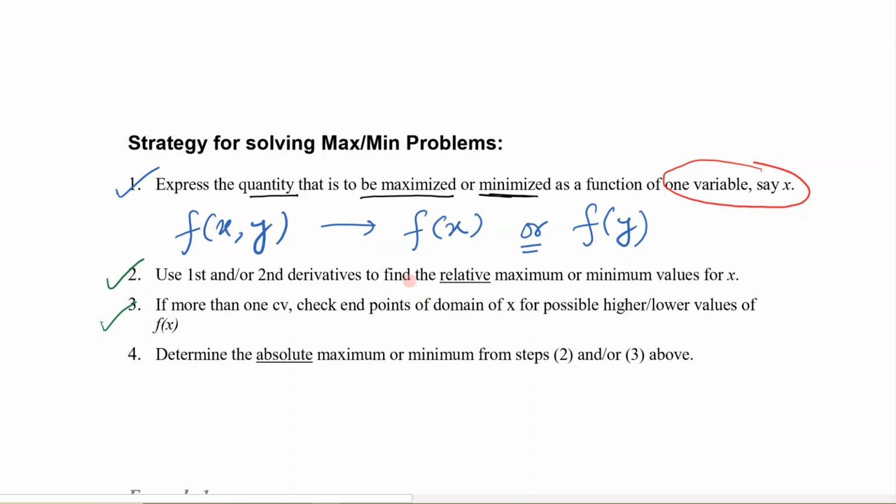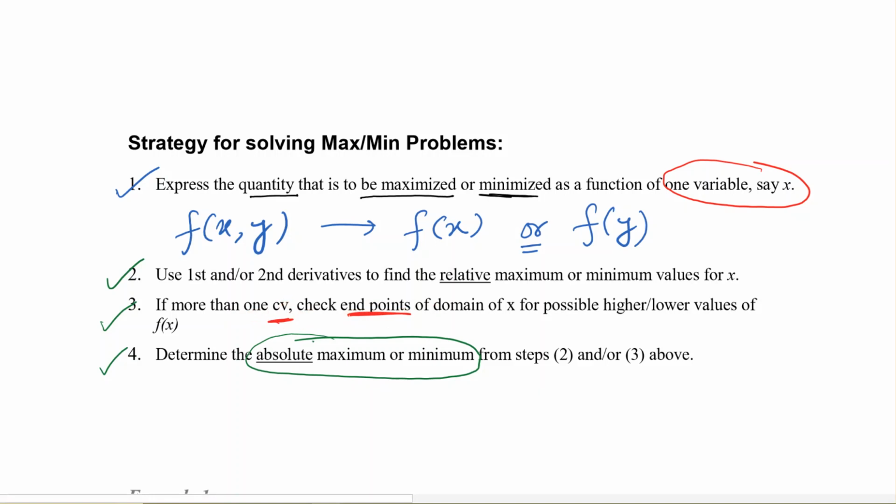So what is the maximum value of all of them and what is the minimum value of all of them? So determine the absolute maxima and minima from steps 2 and 3. So check at the critical values and also check at the endpoints. So that is our little summary.